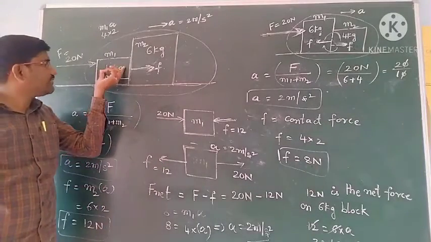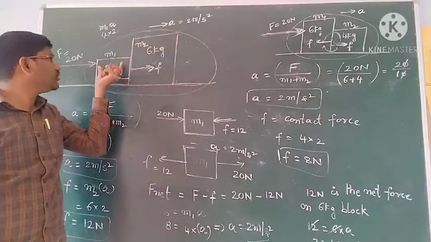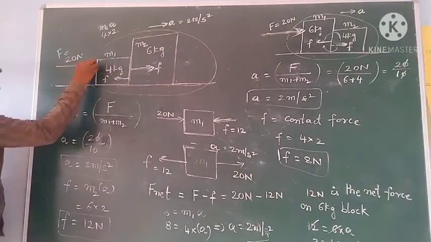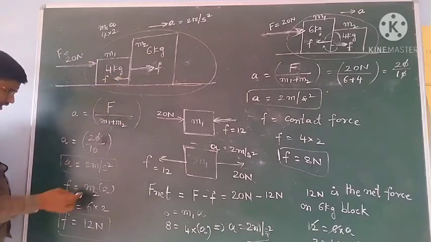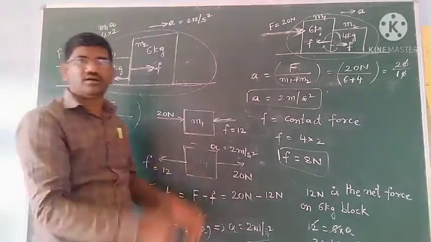Its mass is m1, its acceleration is 2. So 4 into 2, only 8 newtons is utilized here. Because 20 is the applied force and the small f you are getting is 12. The rest is wasted and counterbalancing.